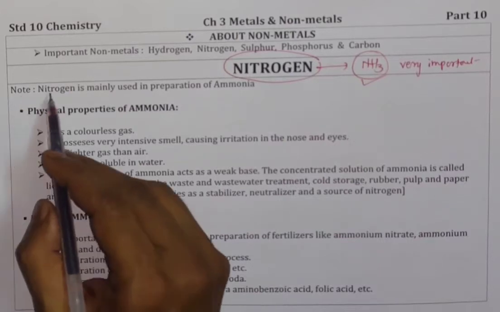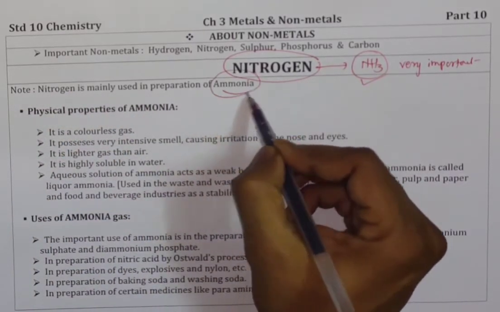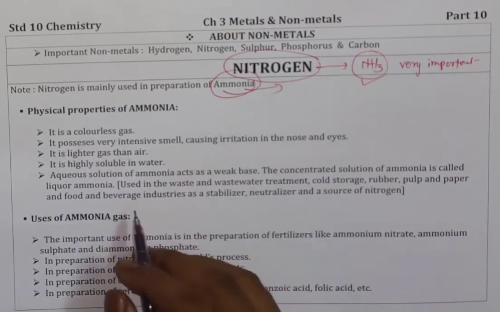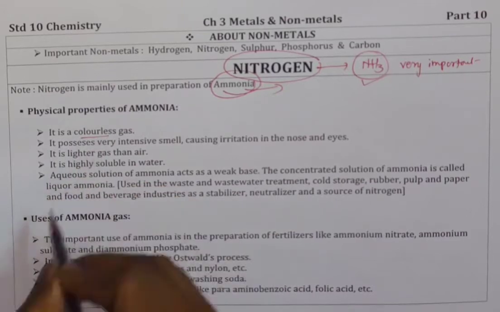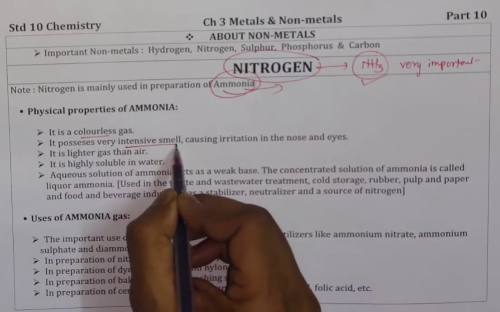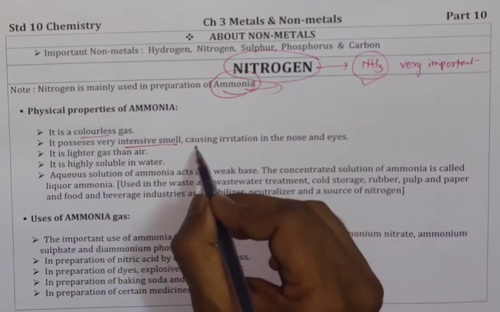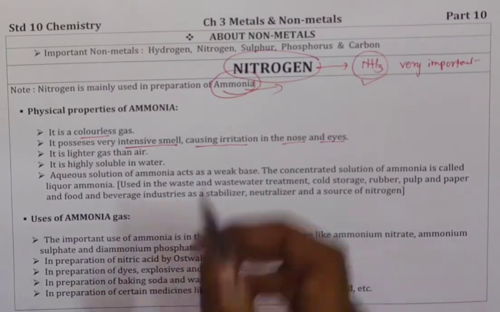So here the note, nitrogen is mainly used in preparation of ammonia, and this ammonia is very useful in our day-to-day lives. So let's see the physical properties of ammonia. It is colorless gas. It possesses intensive smell, causing irritation in the nose and eyes.